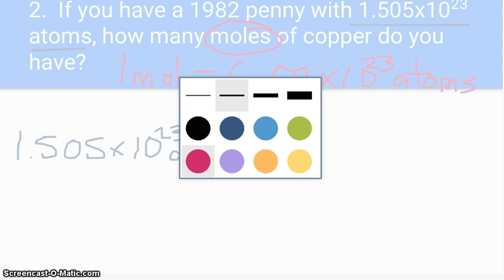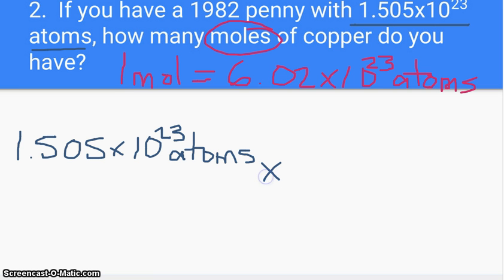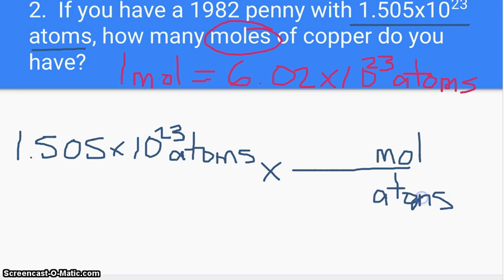All right, so what we're going to do is set it up in our math problem. So we set up a multiplication by a fraction. Again, what we're trying to get to goes on the top. We're trying to get to moles. And we need to get rid of atoms to cancel out, so that goes down here. Then it's just a matter of putting in your number value that goes with your conversion factor. So we know that 1 mole is 6.02 times 10 to the 23rd atoms.